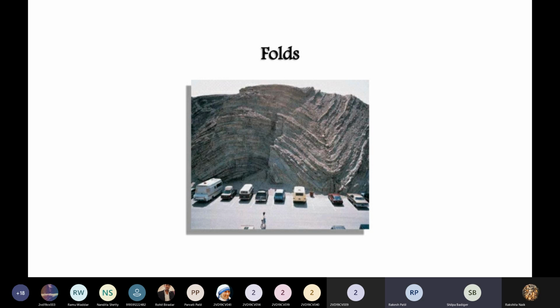Yes, sir. Whoever has not done it, try it once again and see. When you take a notebook, just imagine that notebook as one rock mass. Then start applying pressure with both hands, from both ends of the notebook. Then this kind of folds you will observe in that particular region.